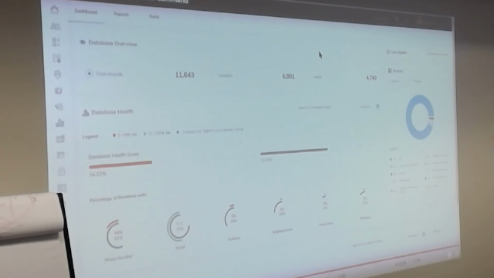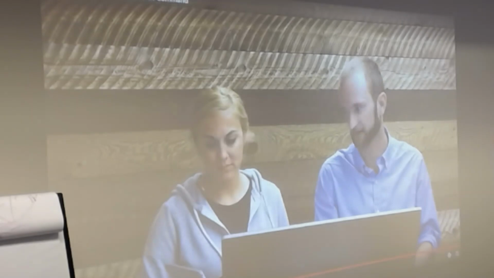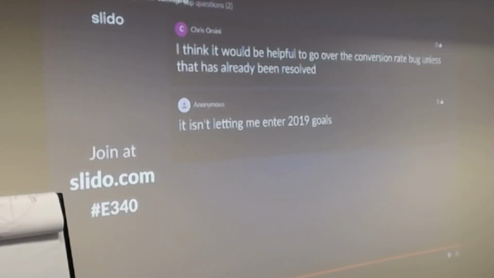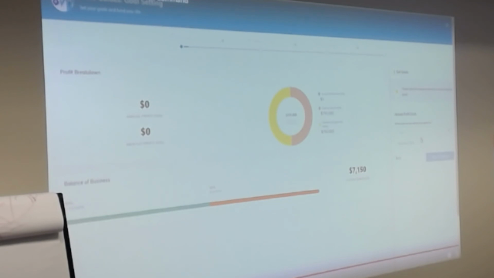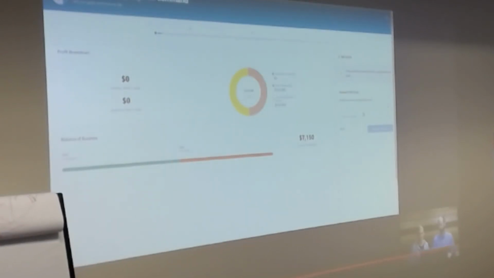It looks like we've had a few things in Slido here, so it's not letting me enter my 2019 goals. I think that'll get back to this Kelly guide here, and you'll notice that when we go to just step 1 here, it'll be for 2020. You're correct, there's not an option for 2019. That's because you're going to set it for the full calendar year of 2020, and it's effectively just going to be prorated for the remainder of this year.